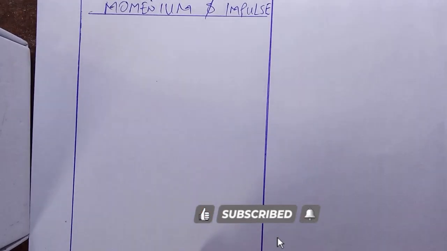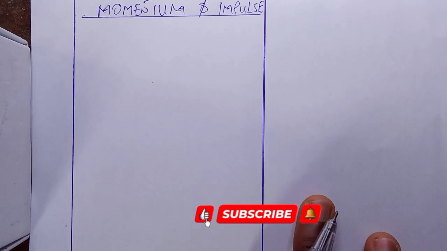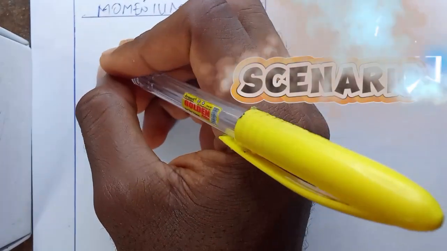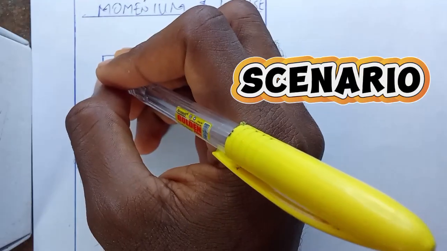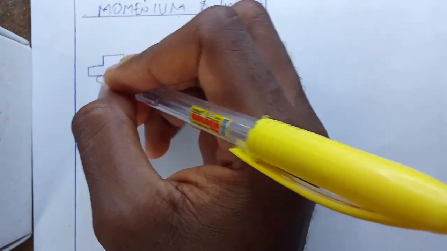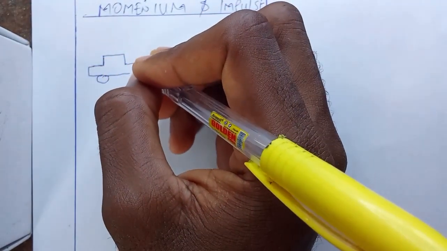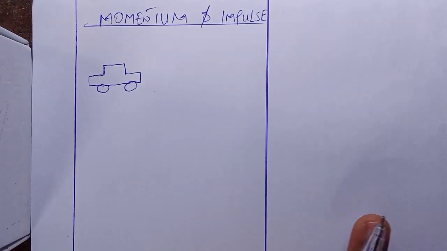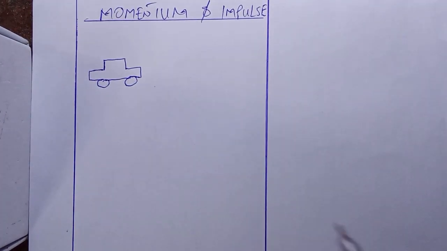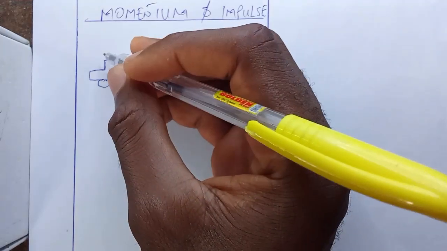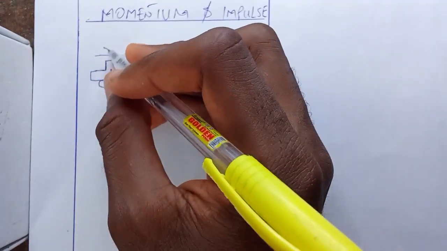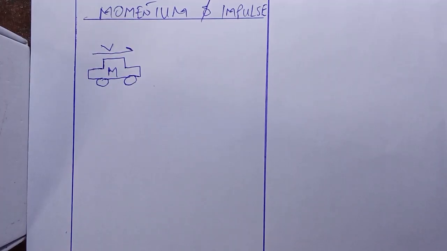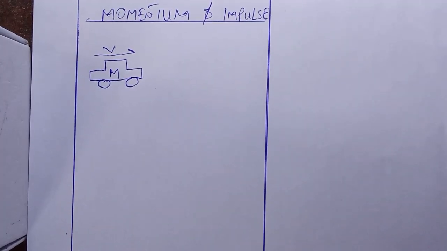Okay, today's video we are talking on momentum and impulse. First, what is momentum? Imagine you have a car. This is our car here. You have a car of mass m and velocity v. The momentum of this car is the product of its mass and velocity.